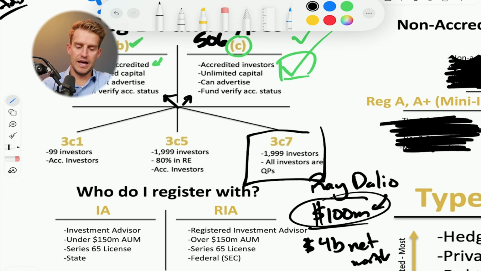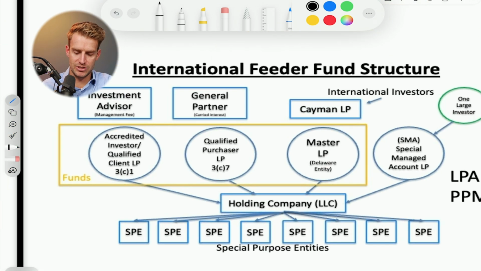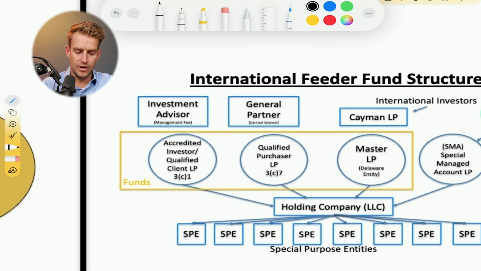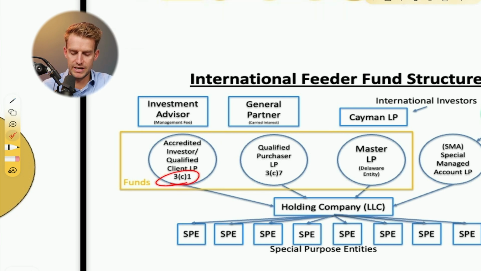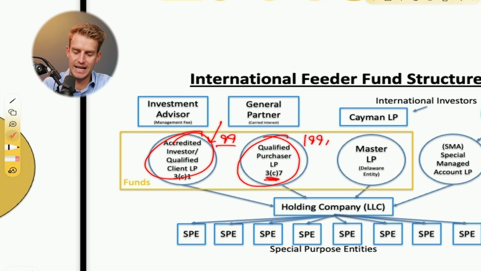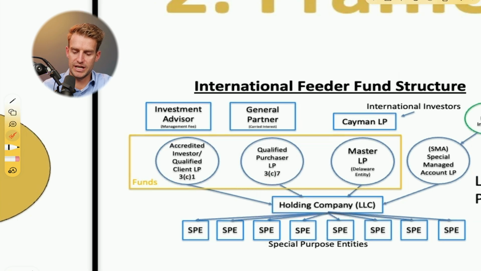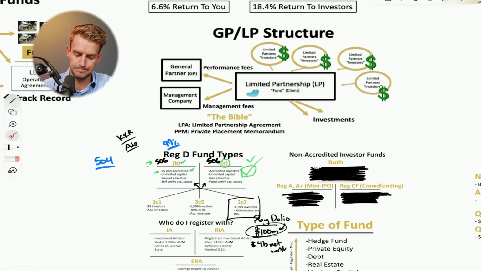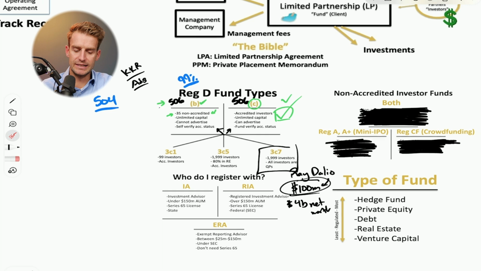Okay. And then to dovetail this back together, when we talk about international feeder fund structures, you're going to see that we have 3C1 here. You can do parallel funds. So you have a 3C1 fund here that takes 99 investors, and then a qualified purchaser fund that's a 3C7 that takes 1,999 investors. Okay, so you add those investors in, and all of them would pro rata flow into your holding company. You can go check out this video if you want to see that one as well. All right, hopefully that's making a little bit of sense here.